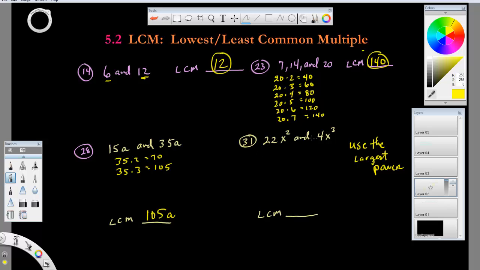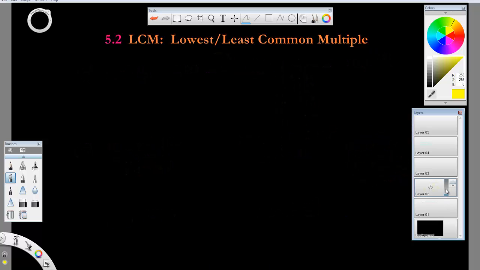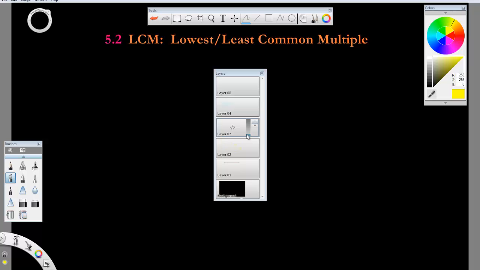We'll take 22. 4 doesn't go into it, so we try 22 times 2, which is 44. And we're done because 4 goes into that 11 times. So it's going to be 44. And remember, use the largest power. That's all you got to remember. So this is 44x to the third. And these videos would not be extra good without a word problem, so let's do a word problem.